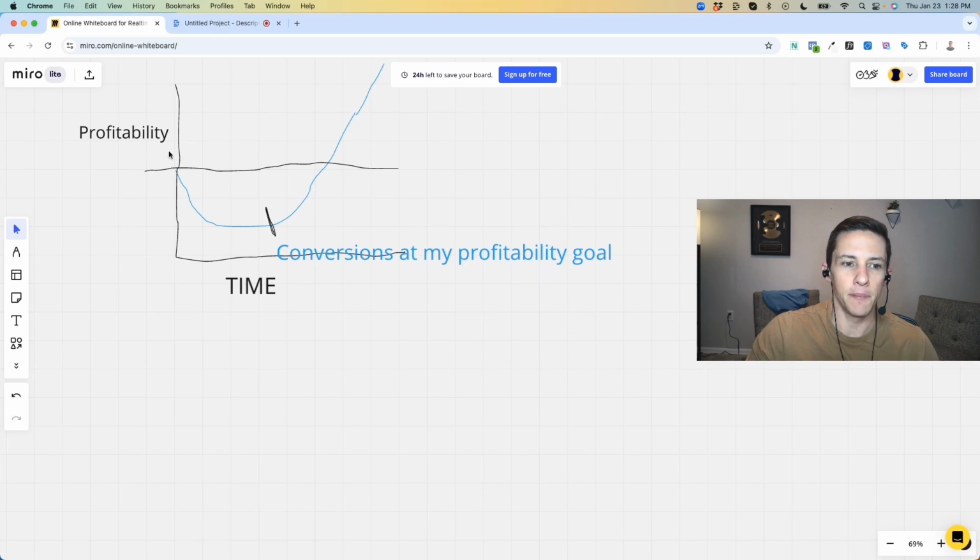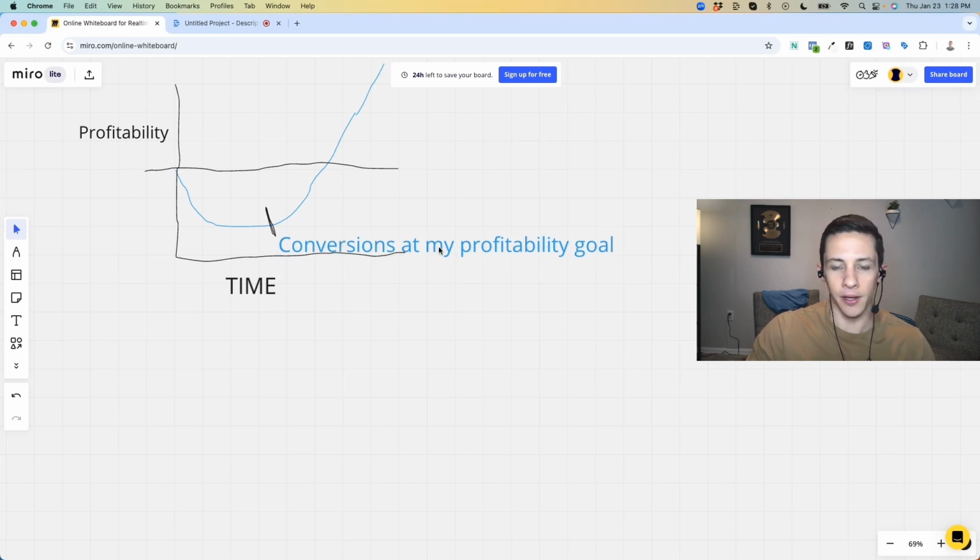way back here at the start of everything, before I start spending money. Because again, I don't look at this and ask what do I need to spend day by day. I look at this and say, if I can reach this inflection point, conversions at my profitability goal, then I can spend unlimited money behind it to get it to wherever it needs to be. Or we could express this in other ways and say, my daily budget is infinity if I'm getting conversions at my profitability goal.